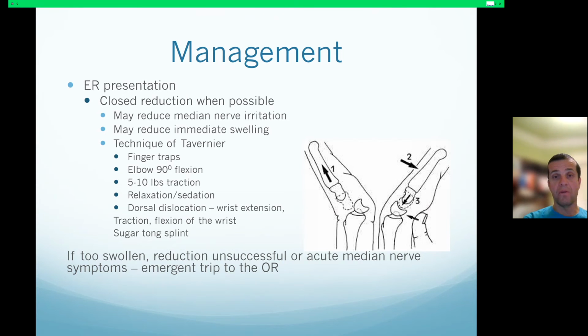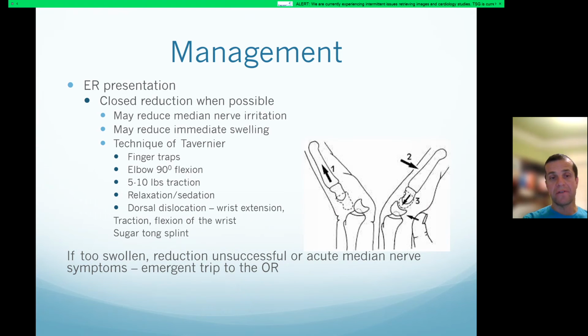And in order to achieve reduction, the wrist is first extended. Then traction is applied on the fingers to allow the capitate to return, basically to create a space between capitate and lunate. Then the wrist is flexed while applying counter pressure palmarly onto the lunate, and this allows reduction of the capitate onto the lunate. After reduction, if this is successful, the patient should be placed in a sugar tong splint.